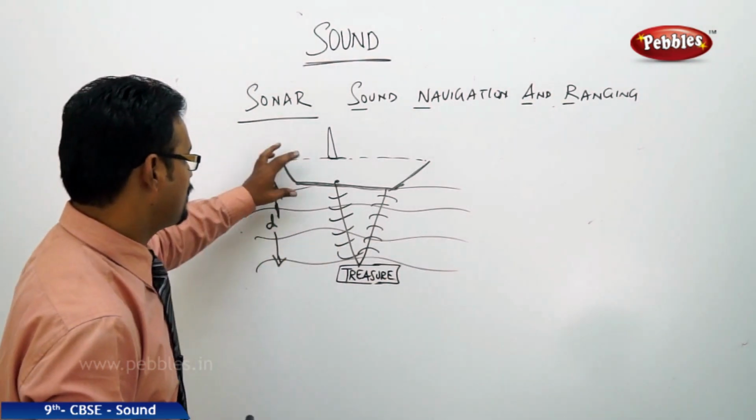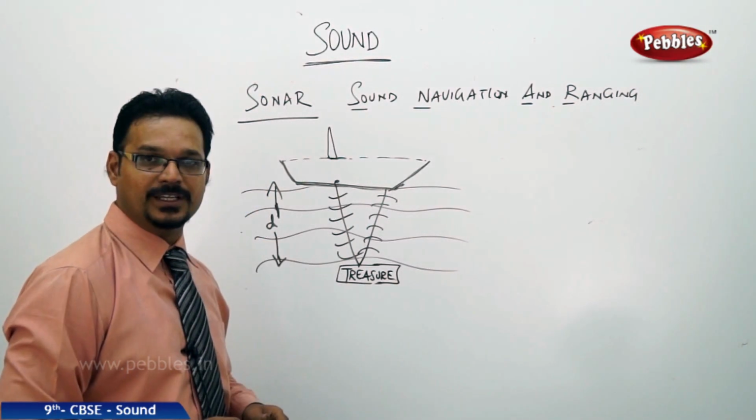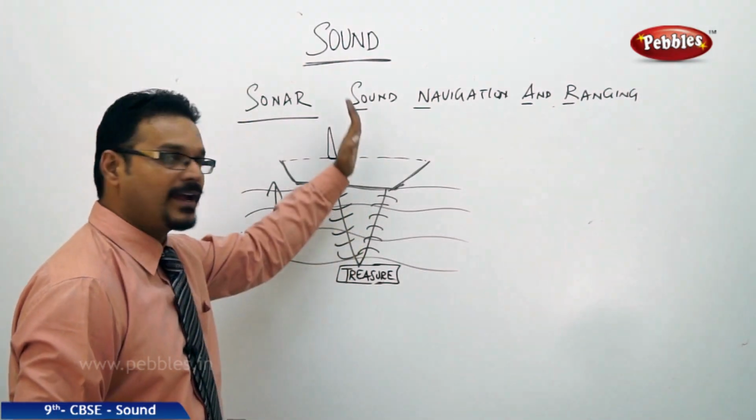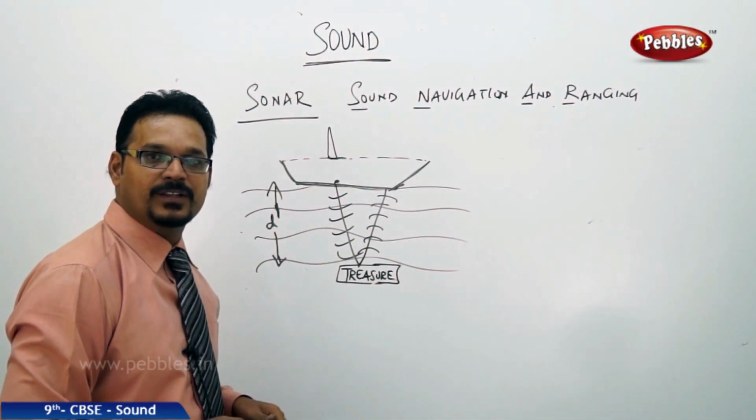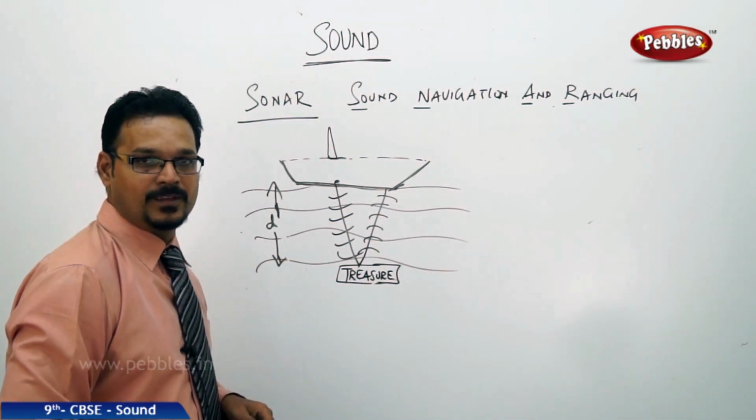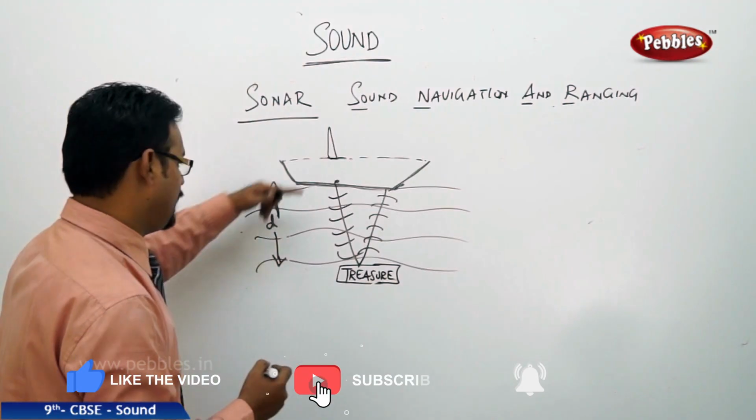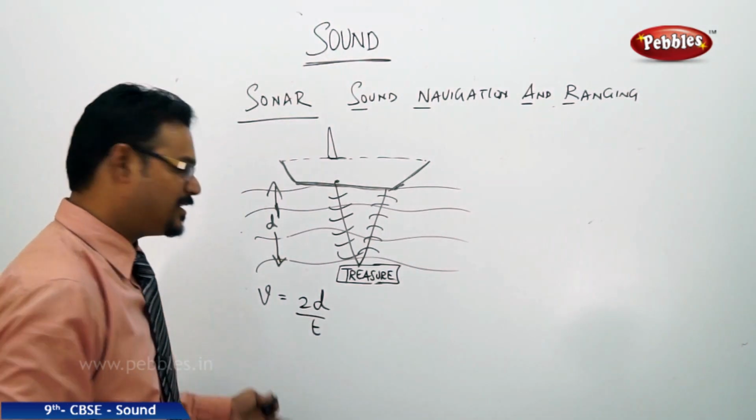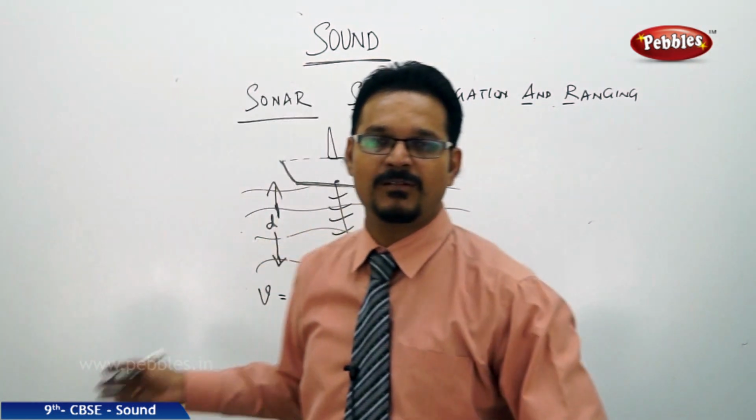See the board here. There is a ship sailing on the water, and under the water you have a treasure. Using a sonar machine, they send waves. These waves travel into the water and reflect back. With the time of echo, the time of reflection, they find the distance between the ship and the treasure, in other words the depth of the sea. In this way they take the necessary action. So d plus d, 2d; v is the speed of sound, t is the time taken. The same formula: v equals 2d by t, which implies the distance traveled d equals vt by 2.